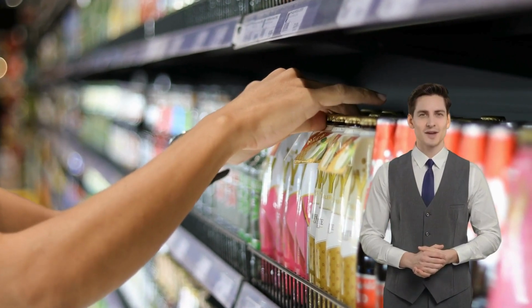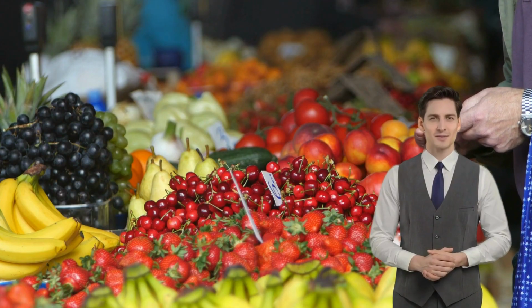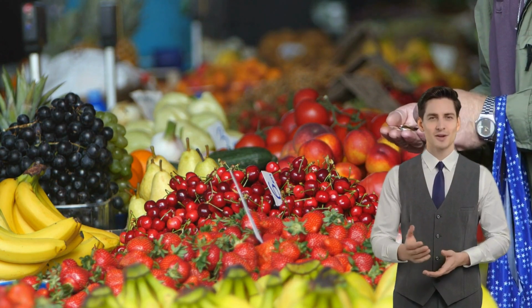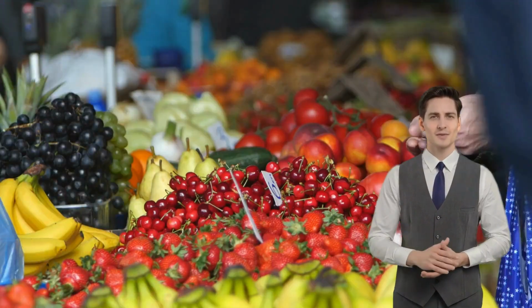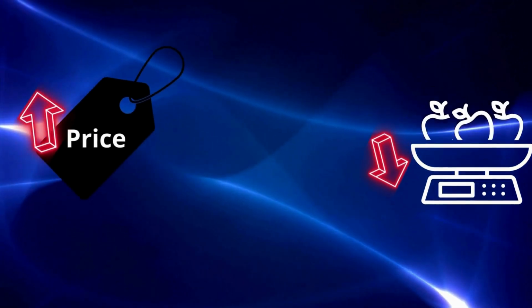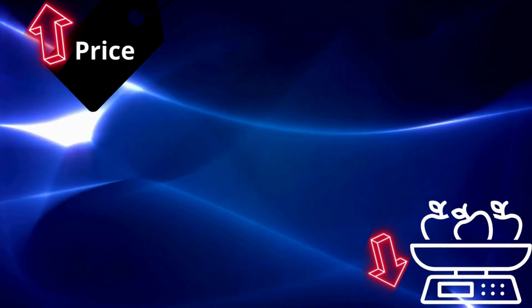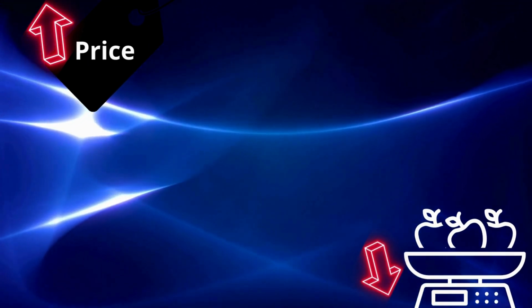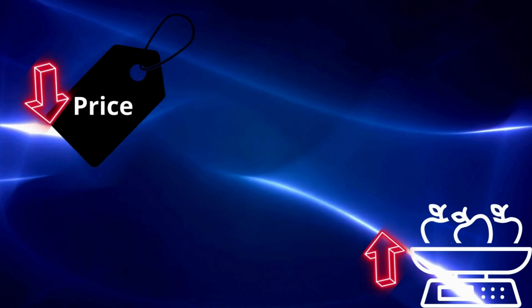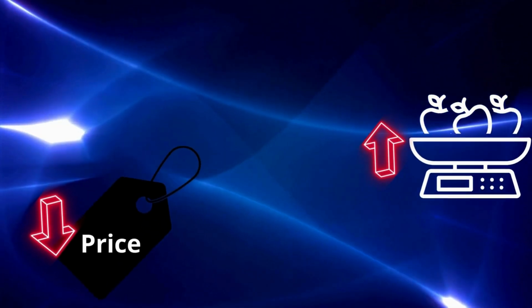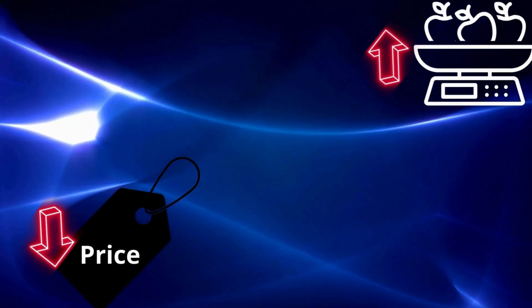Let's look at the demand side first. This law states that, all else being equal, in a market where buyers and sellers voluntarily trade, as the price of a good or service rises, the quantity demanded by consumers decreases. On the contrary, as the price of a good or service drops, the quantity demanded by consumers increases.